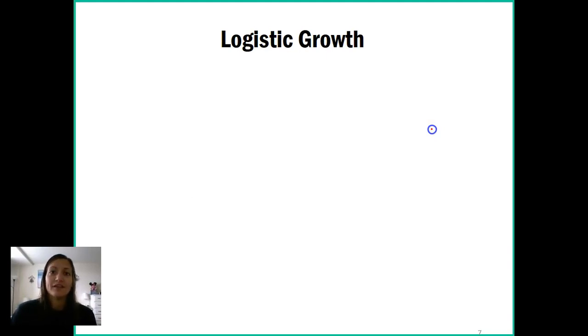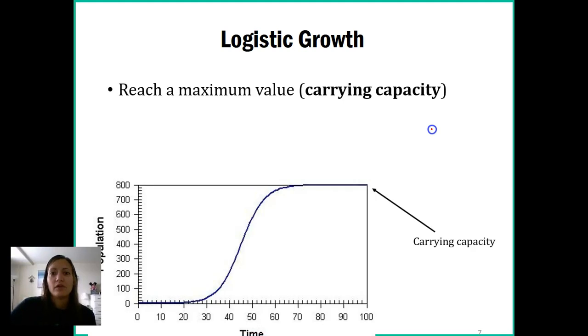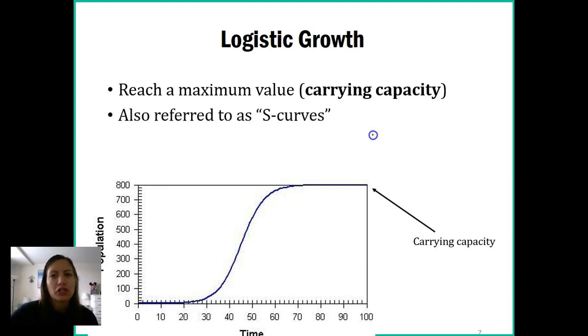The other type of growth is logistic growth. And logistic growth is something that we see more commonly happen in nature. What happens with logistic growth is that the population reaches some sort of maximum value, and we refer to that maximum value as the carrying capacity. As you can see in this graph, we call these S curves because it literally looks like an S. It actually starts out, so this part of the graph here to the left-hand side, looks like exponential growth.